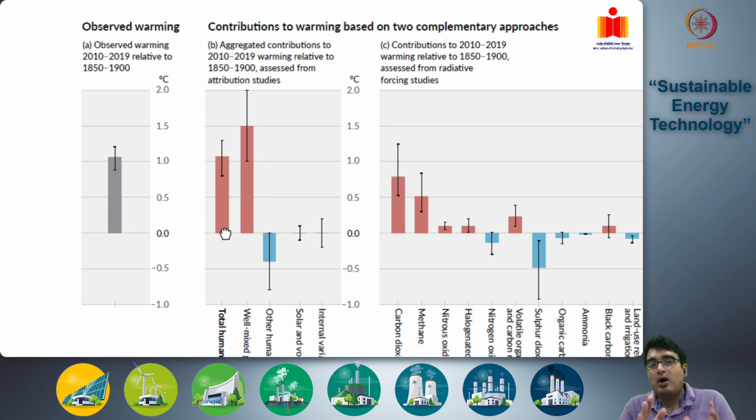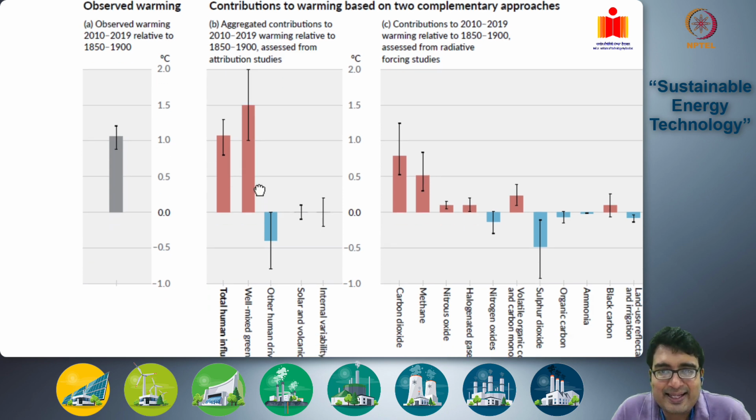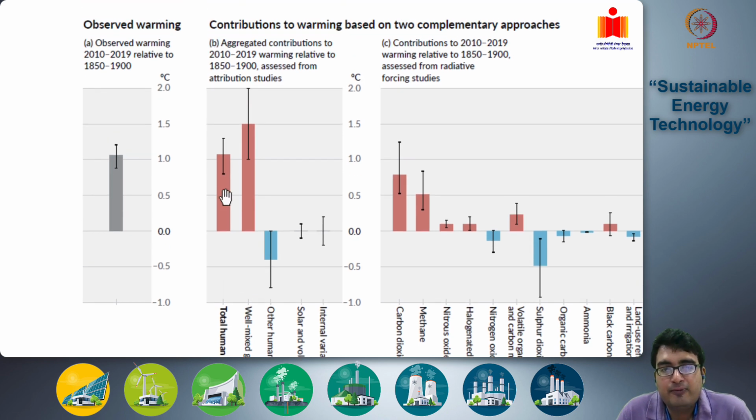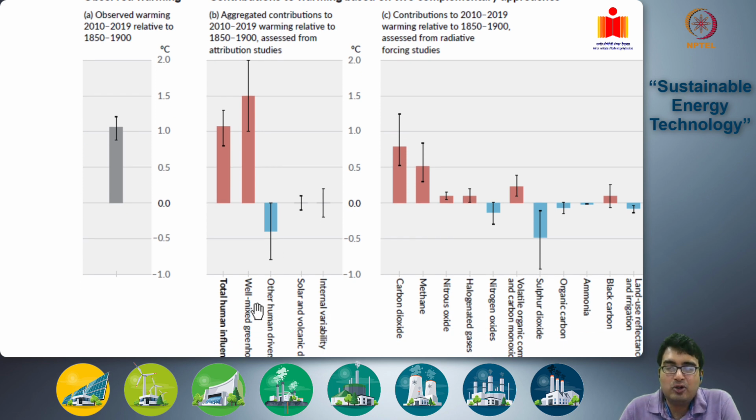Now, what is the cause of this warming? These two slides basically show that. The total temperature change due to human influence is this 1.1 degree centigrade. This is caused by warming from the greenhouse gases, CO2, methane, N2O, fluorocarbons, and that total warming is actually 1.5 degree centigrade. So the actual warming caused by greenhouse gases is higher than the observed warming today.